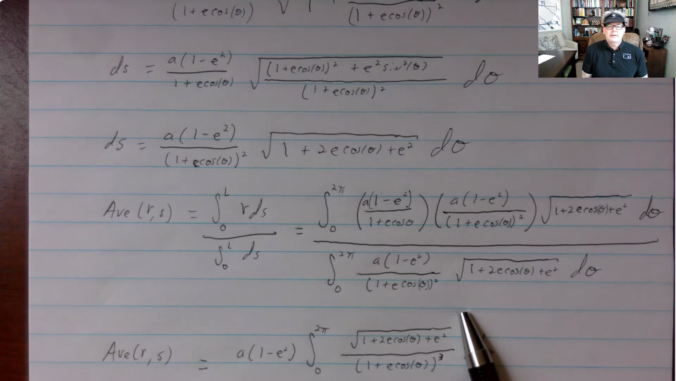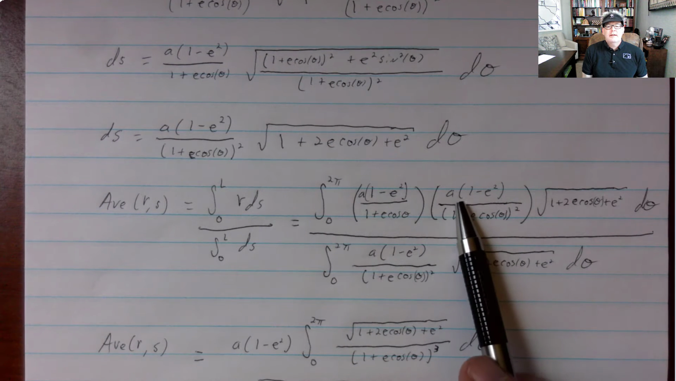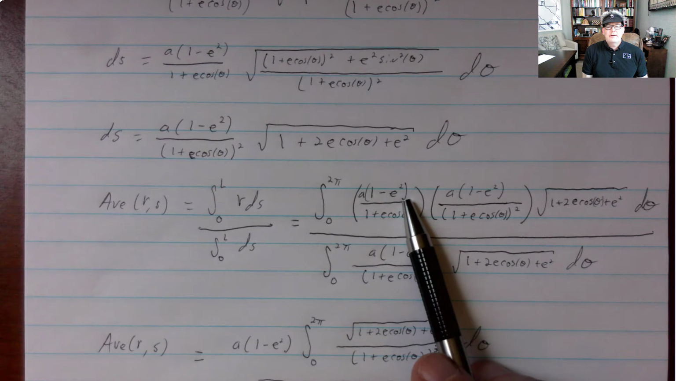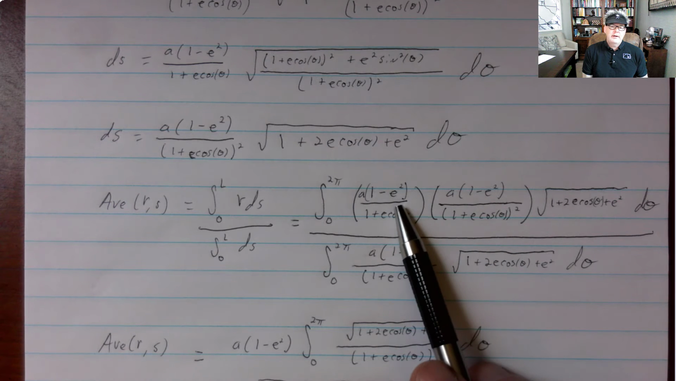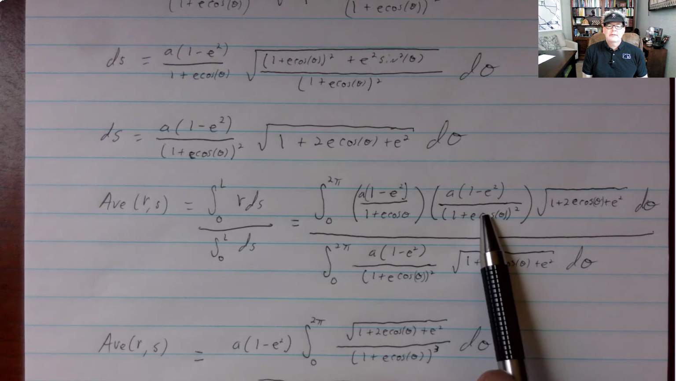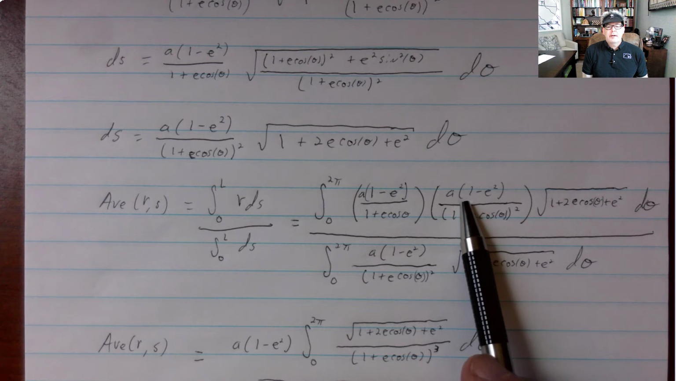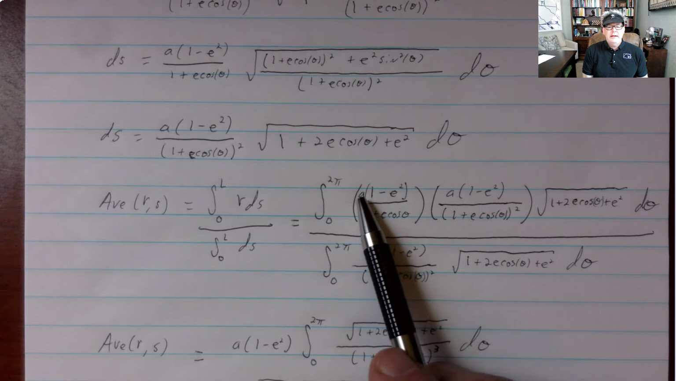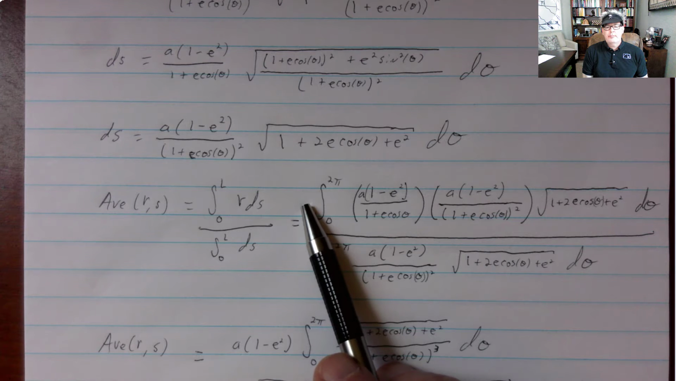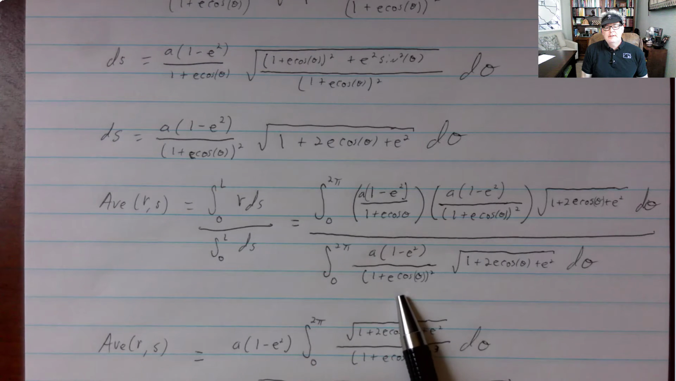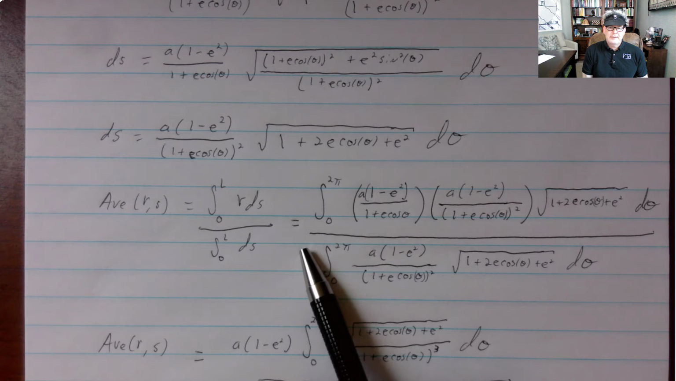There are similar integrals. I've got an a times 1 minus e squared, well, twice, because here I have an r and then this with a square. So if I factor that out, a squared times 1 minus e squared would pull out of the top integral, but a times 1 minus e squared pulls out of the bottom integral, so you can cancel.